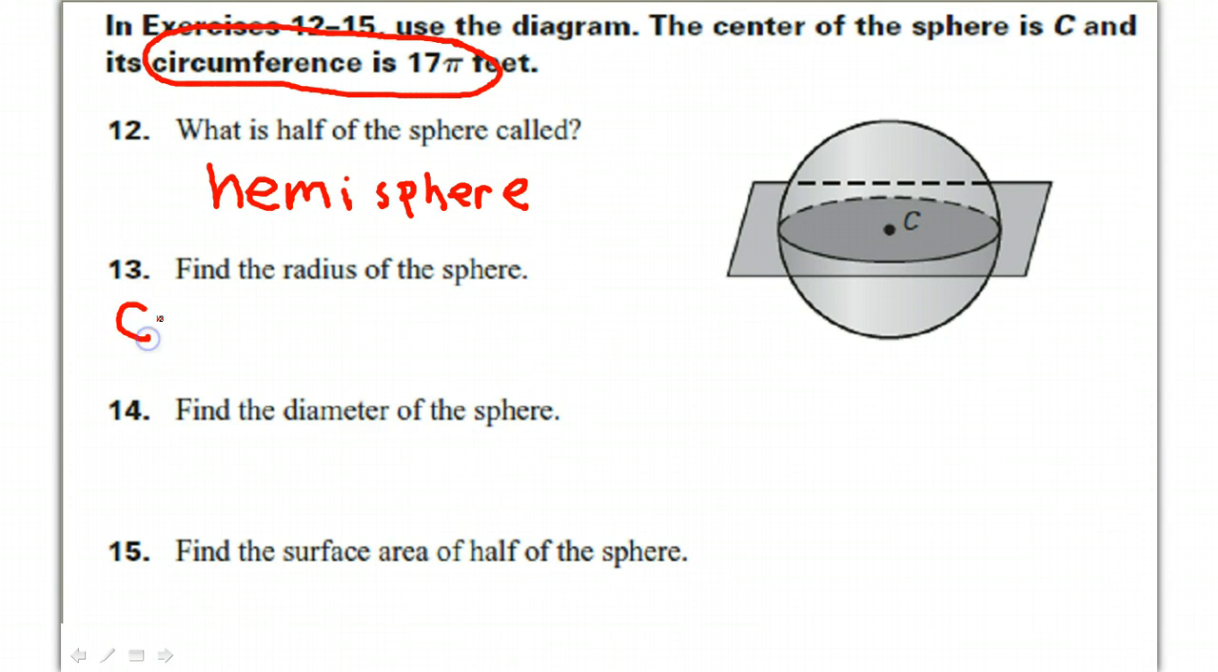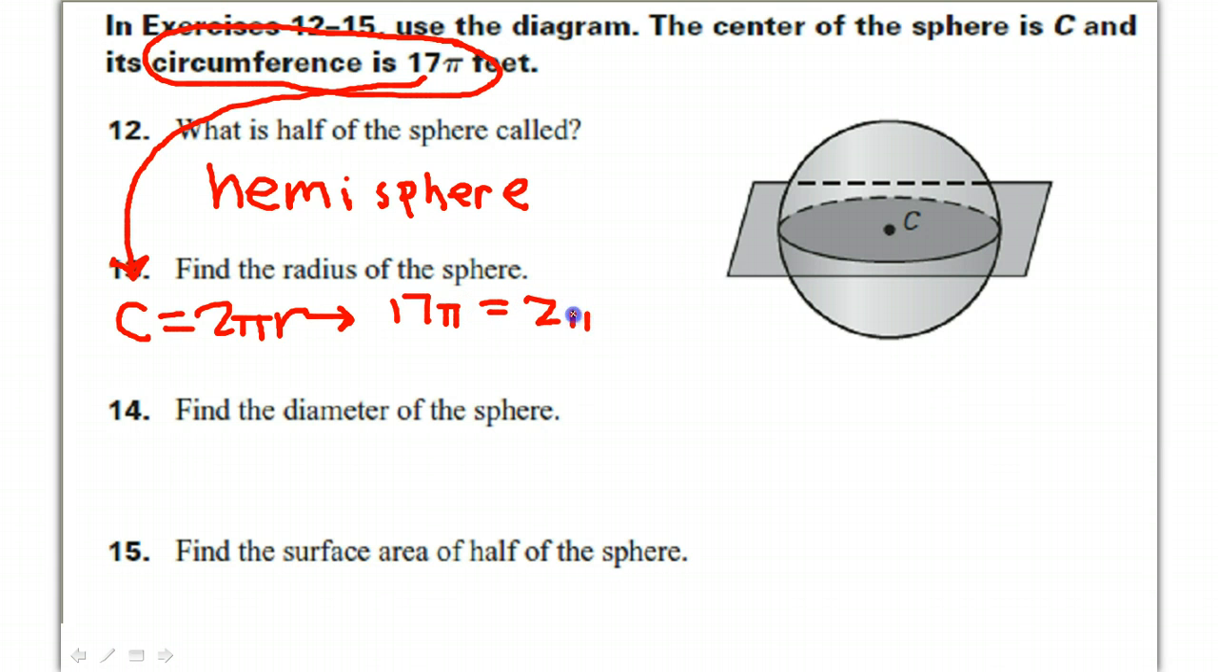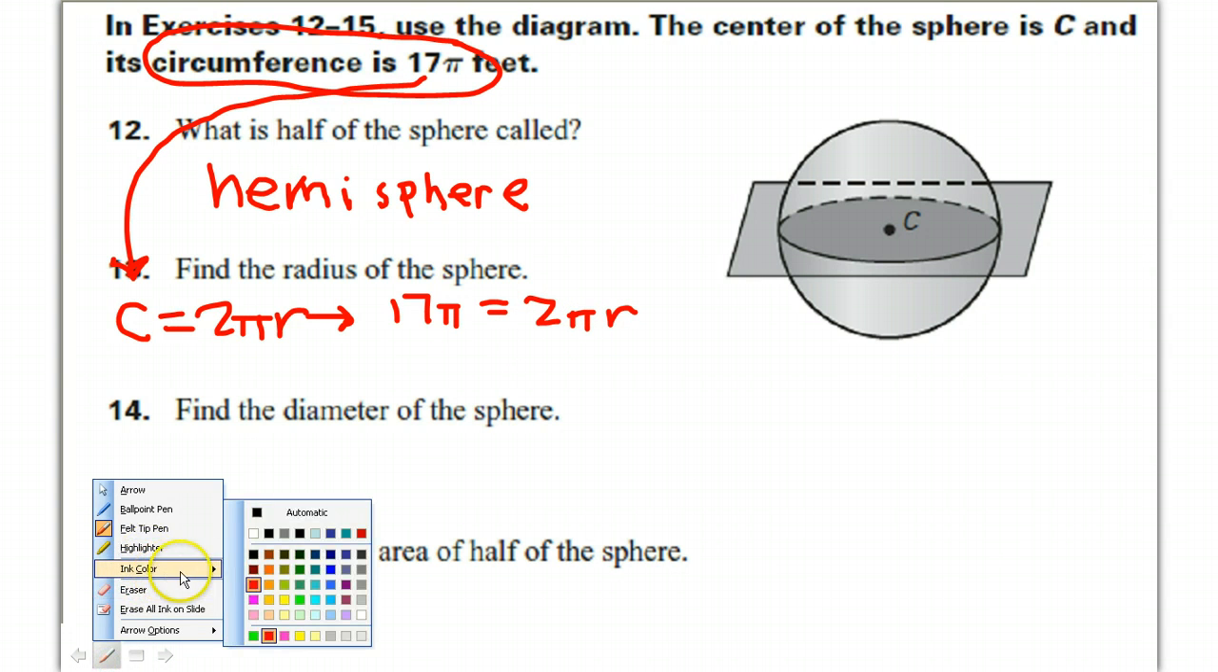Right. We're given the circumference, so the first thing we do is we write down the circumference formula. Circumference equals 2 pi r. Since the circumference is 17, we will just substitute that. So this will become 17 pi equals 2 pi r. Alright, what's the last step, Jessica? Divide by 2 pi on both sides, correct.